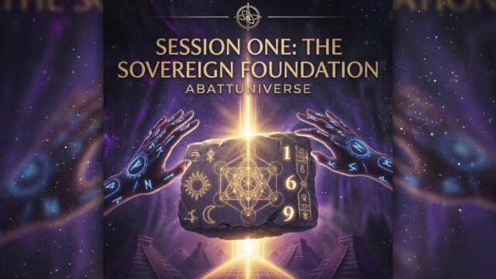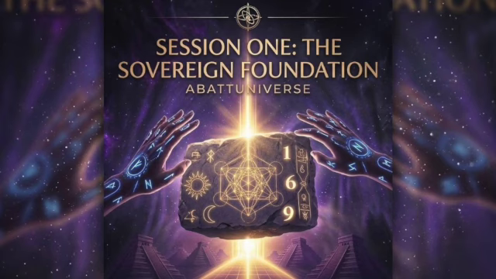A blinding point of light. Yes, and that light takes the specific shape of a stylized gateway. It is a remarkable visual metaphor for Genesis. The source material outlines the message of this visual in stark terms. What's the message? This gateway of blinding gold light is officially titled the Sovereign Foundation. It is the literal and metaphorical entry point into the Albatt universe.